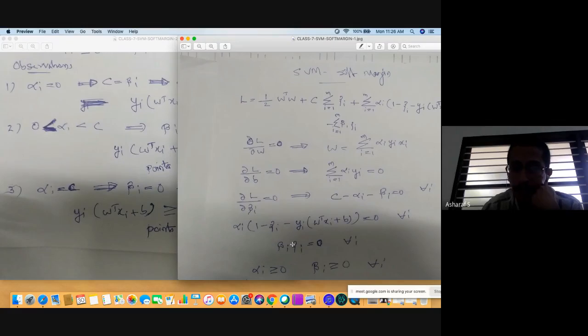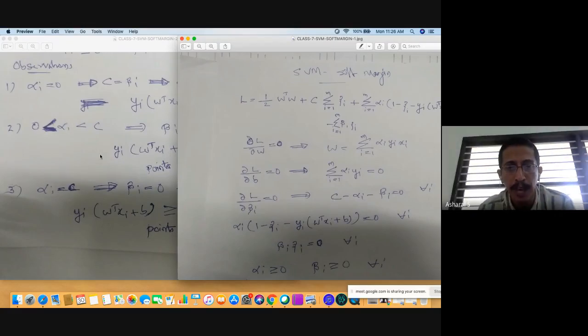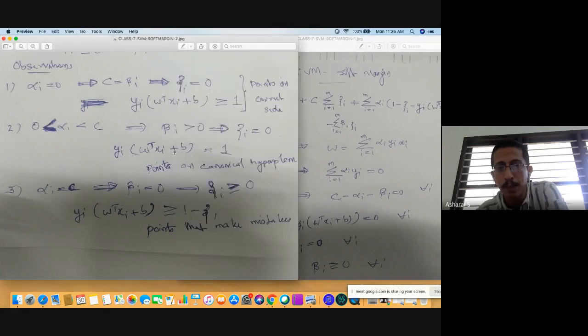Zeta will be 0. But now we know that alpha is between c and 0. Alpha is non-zero, c is positive. Alpha is non-zero, meaning this particular term has to be 0. Right? And since beta is positive, that means zeta is 0. So 1 is equal to yi into w transpose x plus b. So these are the points which fall on the canonical hyperplane.